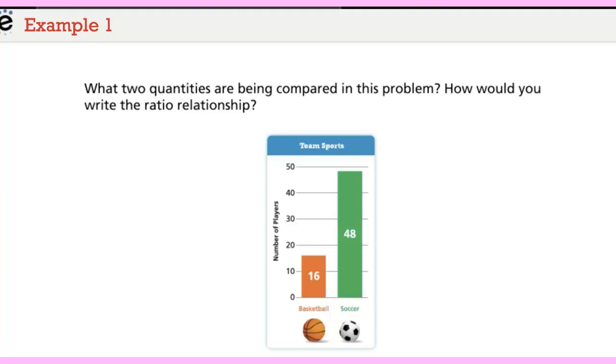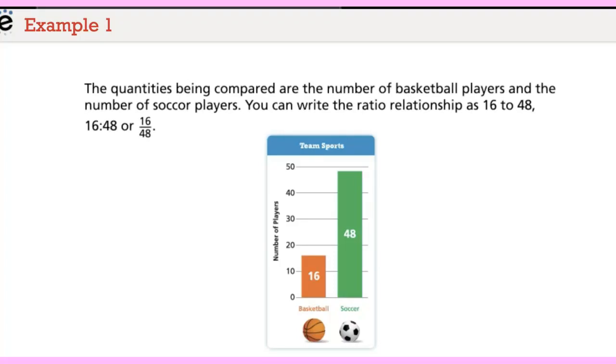Let's play along. The quantities being compared are the number of basketball players and the number of soccer players. You can write the ratio relationship as 16 to 48, or 16 over 48. So remember, we've been using 16 to 48, but I recommend that you write it in the form of a fraction so that it's easier for you to create equivalent expressions later on.